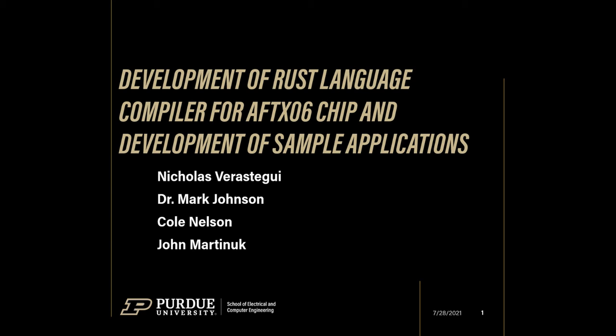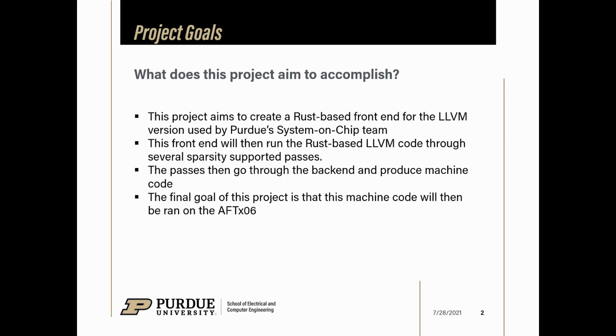Hello, my name is Nicholas Verostegui, and the project I'm presenting today is called the Development of a Rust Language Compiler for the AFTx06 chip and Development of Sample Applications. This project aims to create a Rust-based front end for the LLVM version used by Purdue's System-on-Chip team.